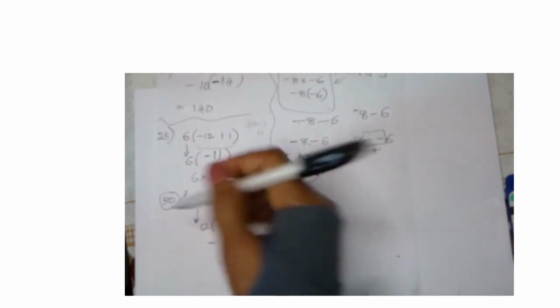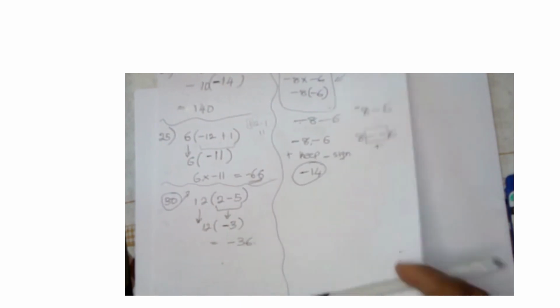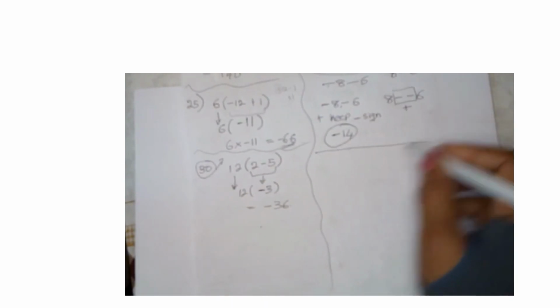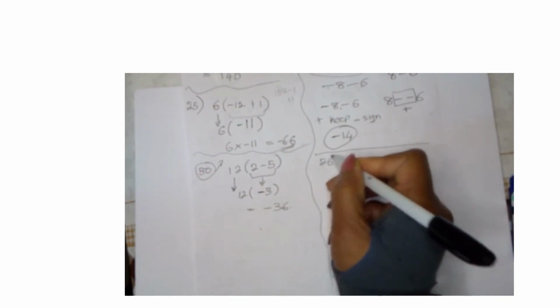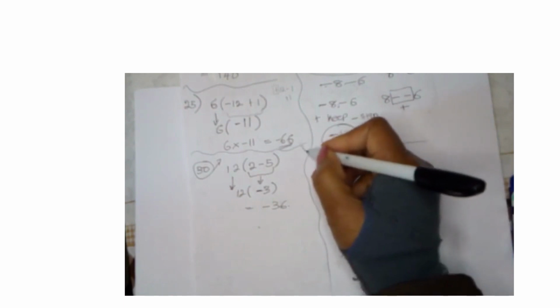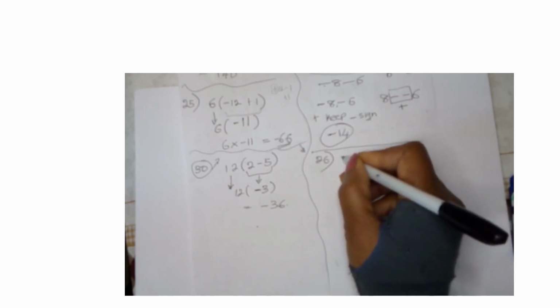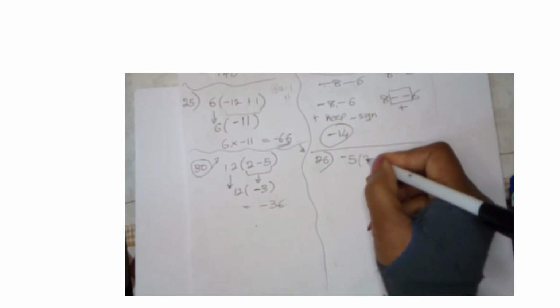I just jumped to 30 because they all have the same question. So we're going to do question number 26. This is 25, this is 26. Question number 26 says negative 5. Like I told you, some textbooks have started writing it like this. Negative 5 multiplied by 3 minus 12. You solve the one in the middle first.